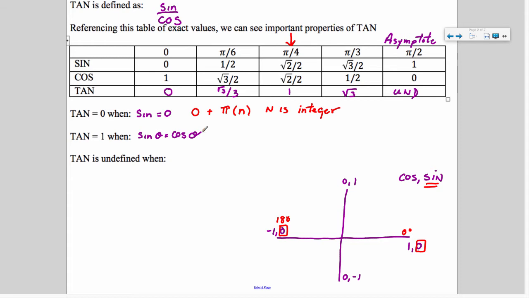And the last one, which is critical: when is tangent undefined? That happens when the cosine is 0. So where is cosine equal to 0? Let's go back to our unit circle. Here's cos, the first coordinate, here and here. That's 90, or pi over 2.